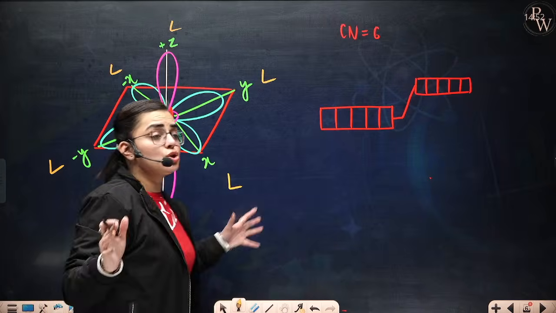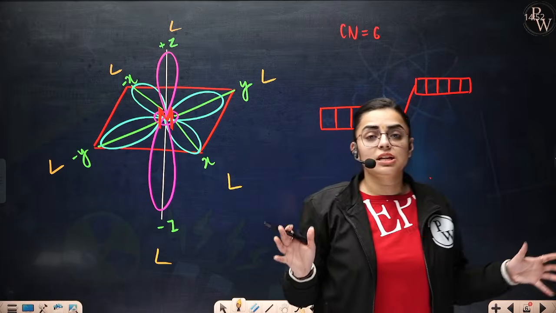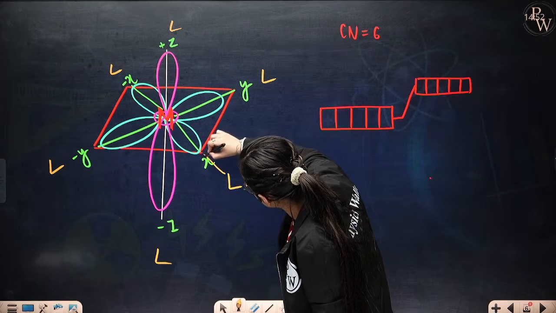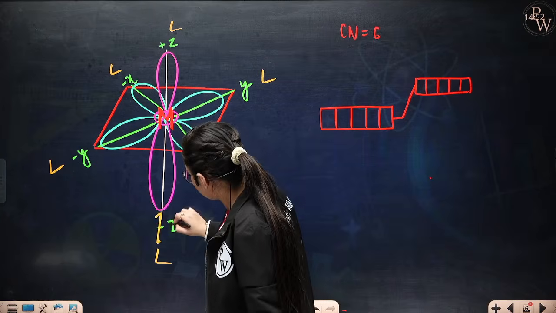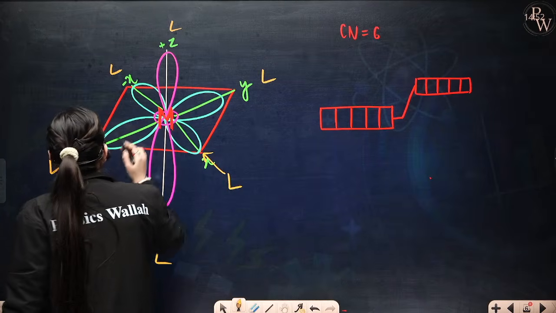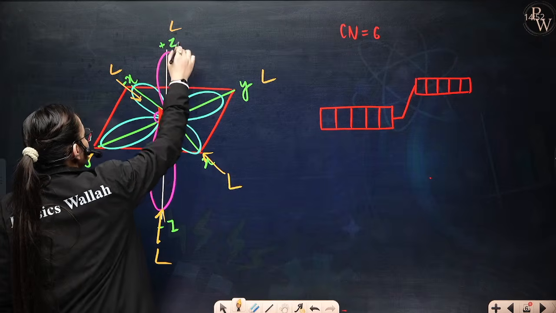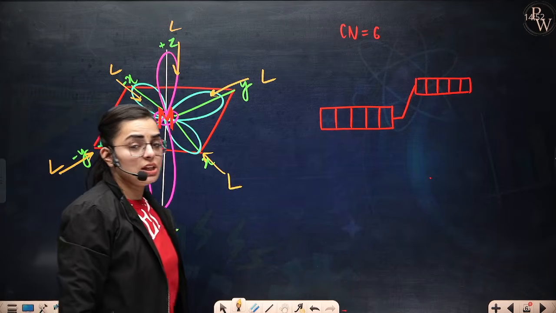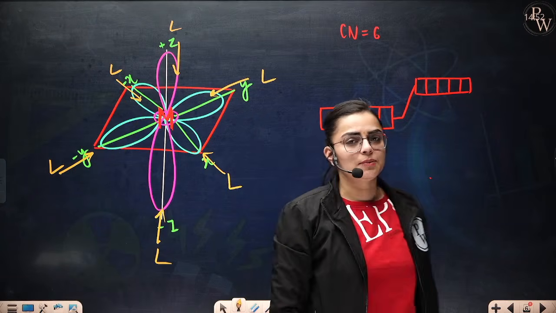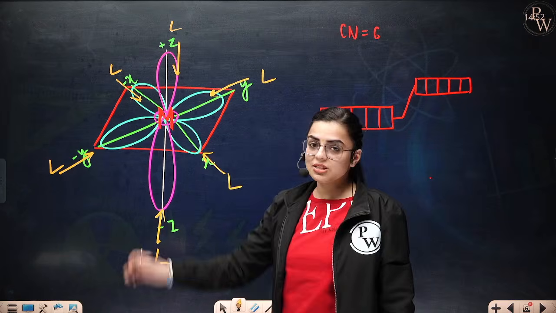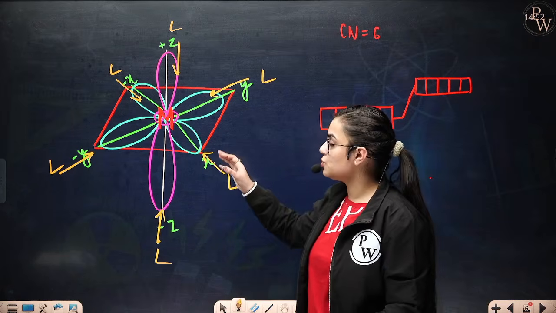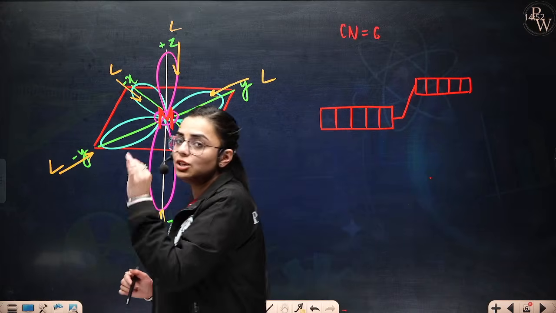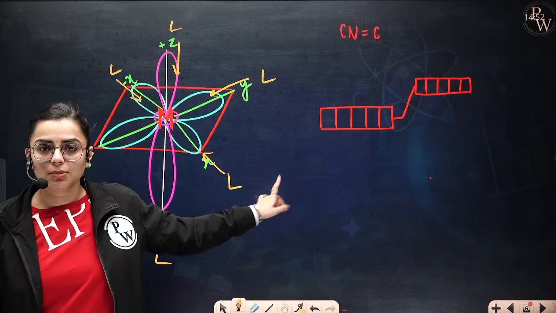Now when they come so close, they align themselves in such a way that what will happen? Here the ligand is approaching in this direction. Here the ligand is approaching in this direction. Here the ligand is approaching in this direction and in this direction respectively. Are you getting my point? So what is happening? Now when ligands are approaching from this direction, that means they are approaching towards which orbitals? Towards dx square y square and towards dz square. Are you getting my point over here?